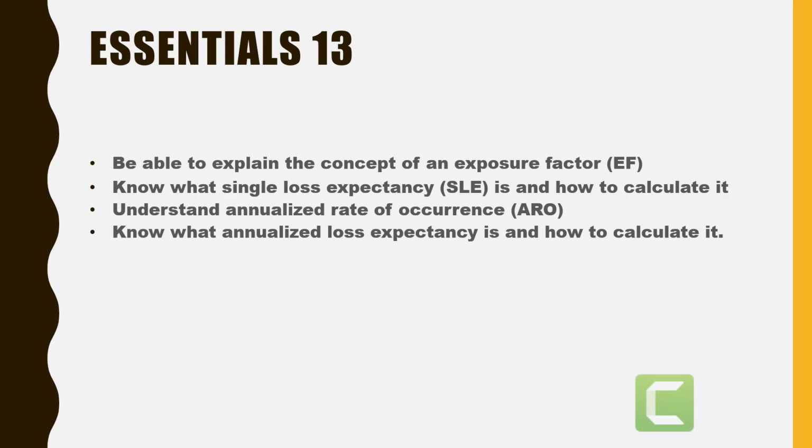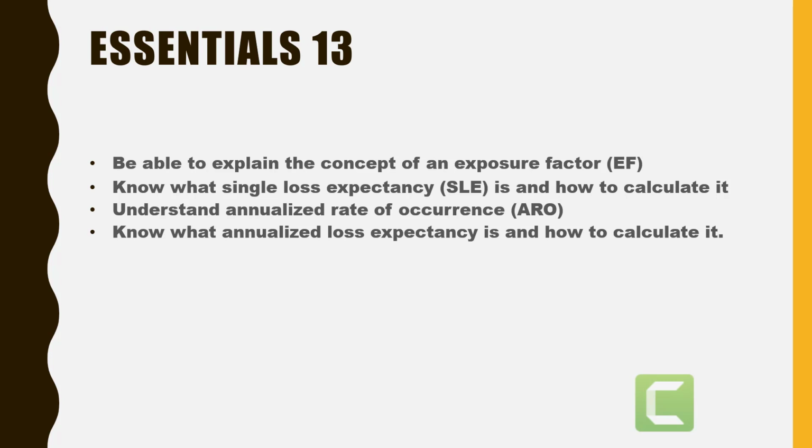Next, let's understand annualized rate of occurrence. The annualized rate of occurrence, also known as ARO, is an element of quantitative risk analysis. Again, this is quantitative risk analysis that represents the expected frequency with which a specific threat or risk will occur. In other words, how often it will become realized within a single year. Understanding the ARO further enables you to calculate the risk and take proper precautions.